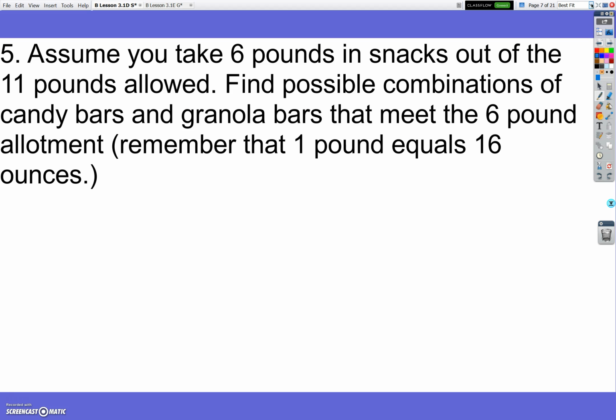So assume that you can take 6 pounds of snacks. Remember, you have 2 ounces per candy bar, 6 ounces per granola bar, and you can take 6 pounds. It says find the possible combinations of candy bars and granola bars that meet the 6-pound allotment, the amount you can bring. Remember that 1 pound is 16 ounces. Well, guys, we're going to take 6 pounds of junk food, and each pound is 16 ounces.